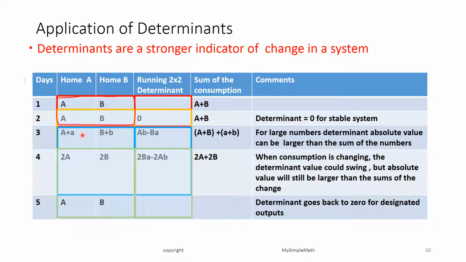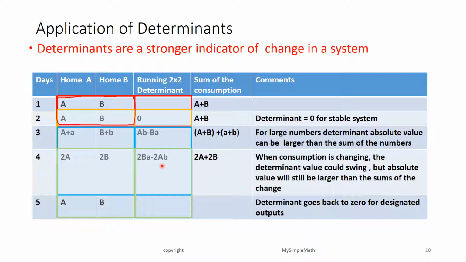Similarly, let's say it further increases to 2A and 2B, and when it goes from 2A to 2B, we end up having 2BA minus 2AB as a determinant right here. 2b multiplied by small a minus 2a multiplied by small b. See, the sign of this one is kind of reversed compared to this one. So that is why it is best to take the absolute value of the determinant.